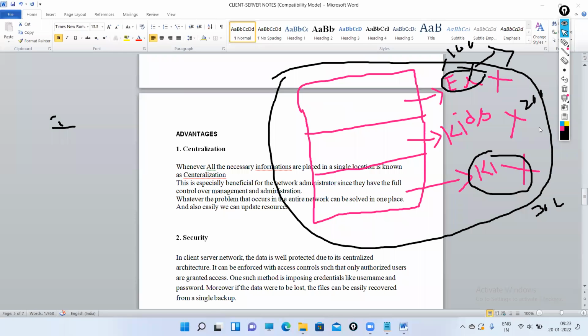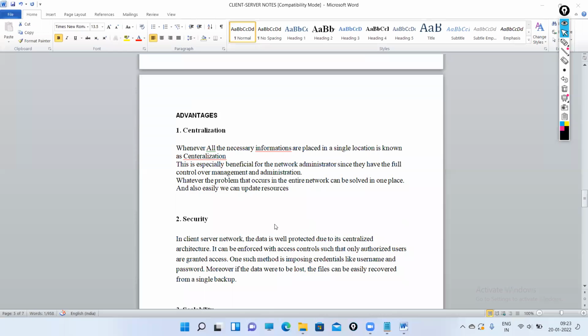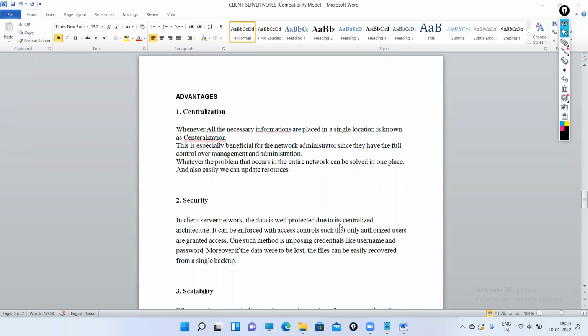Okay? Any doubt, madam? No, sir. Next, what is security? Using centralization we can provide more security, because client-side data will be protected due to the central server. Simple, madam. All data is available in a single place only. That's why we can give more security, based on username and passwords. In client server networks, the data is well protected due to the centralized architecture.